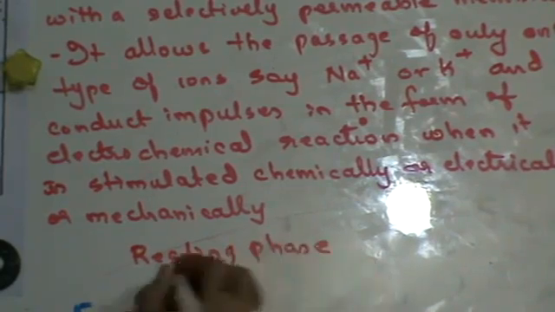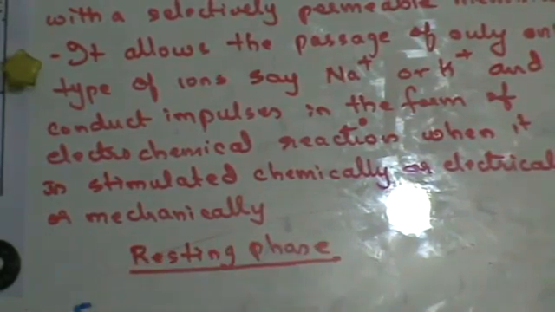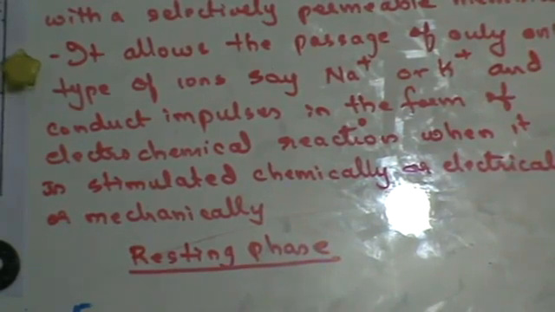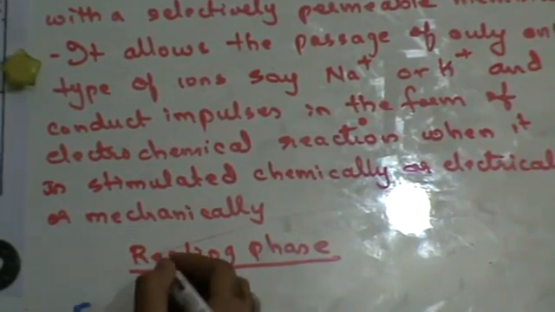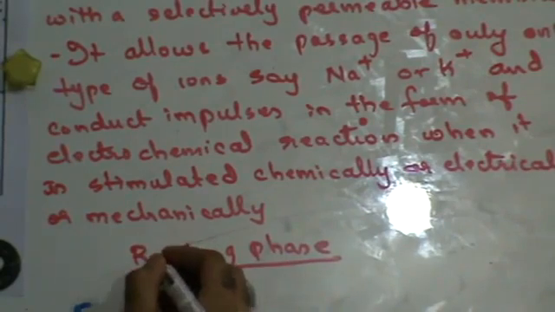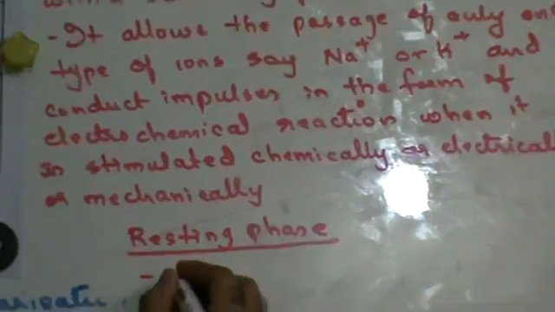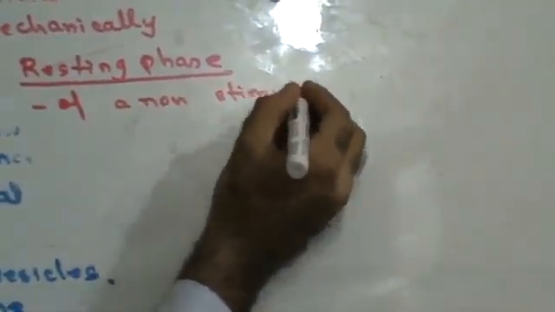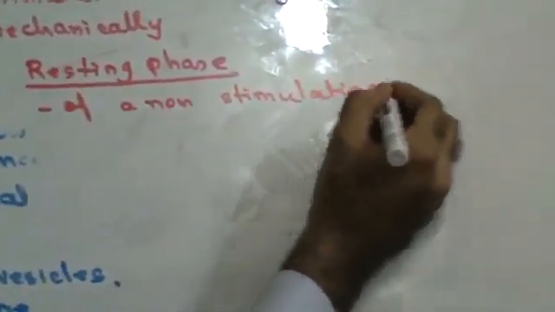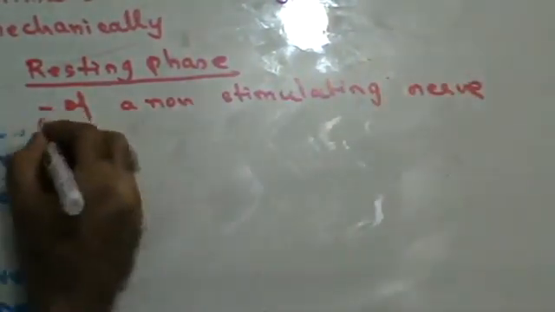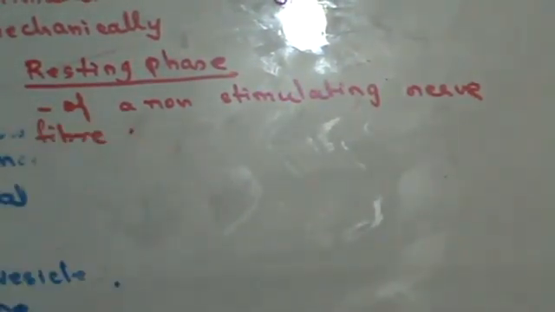When there is no stimulus given to the cell, how is the nerve impulse? That is called the resting phase. Resting phase is the non-stimulating nerve fiber. When there is no impulse given to a nerve fiber, the outer surface of the membrane remains positively charged. Guys, can we just see this?